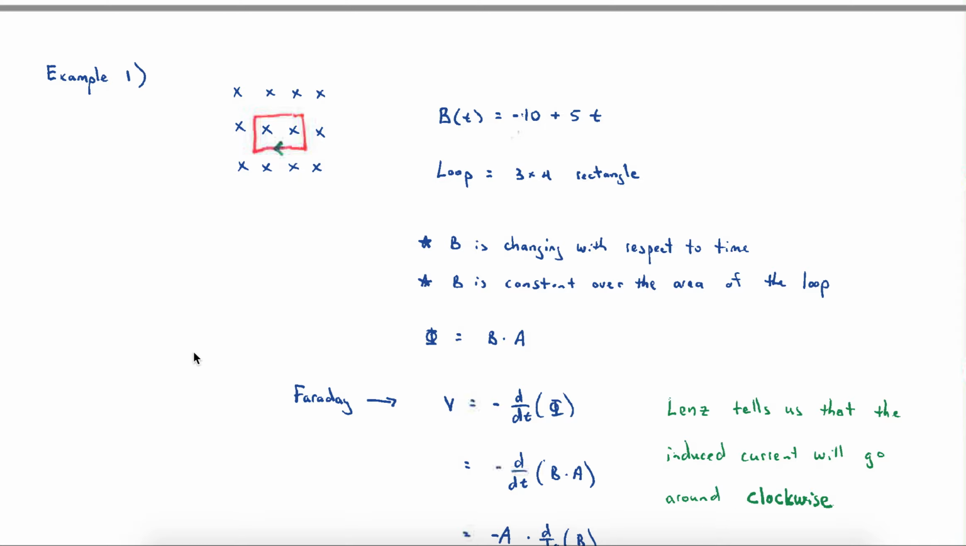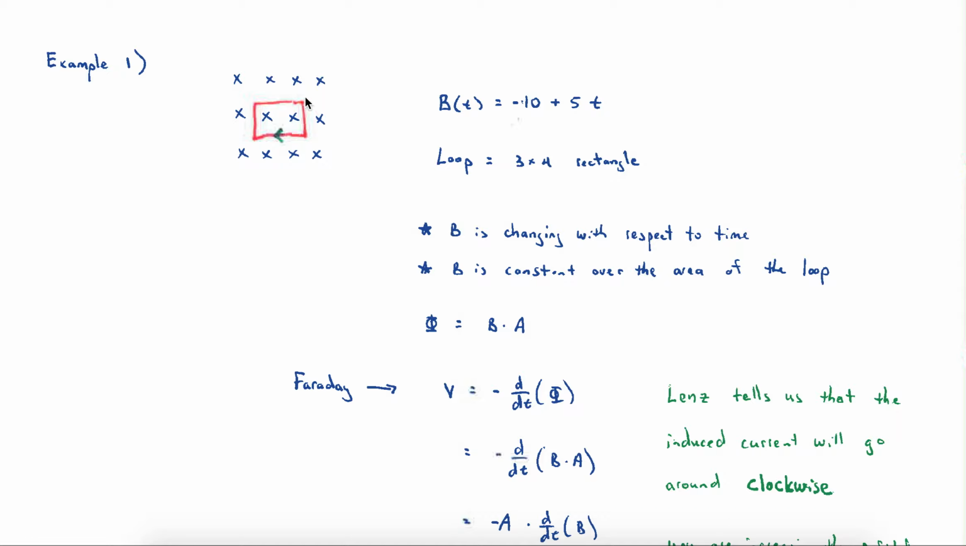So first example. We have this external magnetic field. Don't worry how that's created. It's just there, and it's X's, so the magnetic field is into the page. And then we have this red wire, which is our loop, and it's just a rectangle. Do you see how the B field is a function of time? So the B field is changing. The B is actually constant over the area. So the B field in this part of the loop, and this part of the loop, and this part of the loop isn't changing. So the flux is just BA.